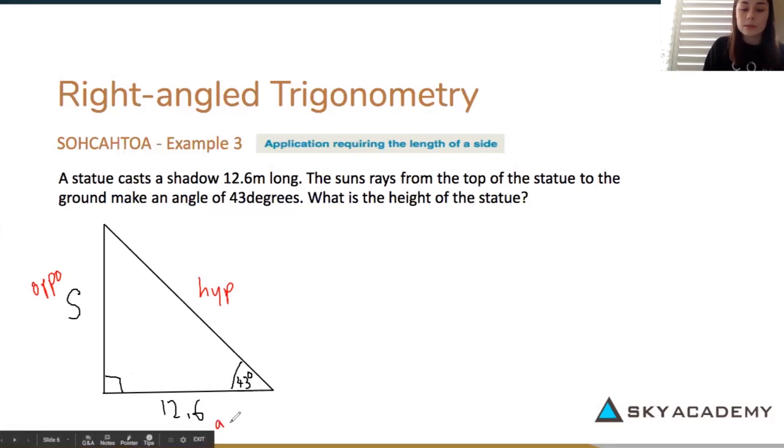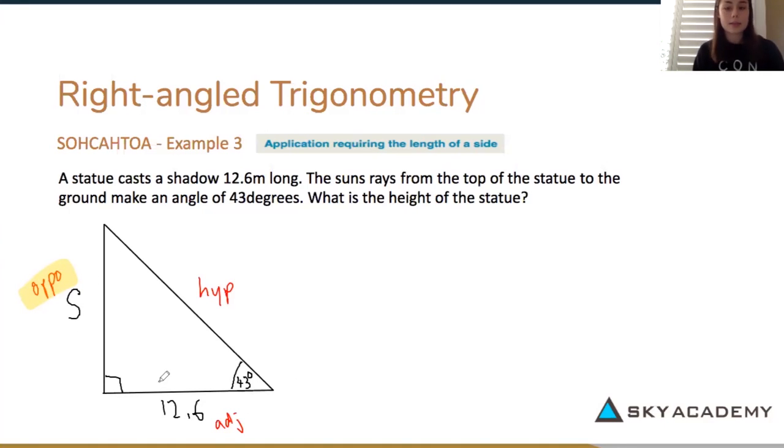Now I need to figure out what 2 sides I'm going to use in my question. So I'm going to use the side that I need to find. So I need to find the height of the statue. So I'm going to use my opposite, which is my S, my statue. And I'm going to use my marked side with a value. So the side with a value is my adjacent, which is 12.6. And those are the 2 sides I'm going to use in my answer. So now I can go ahead and do that.